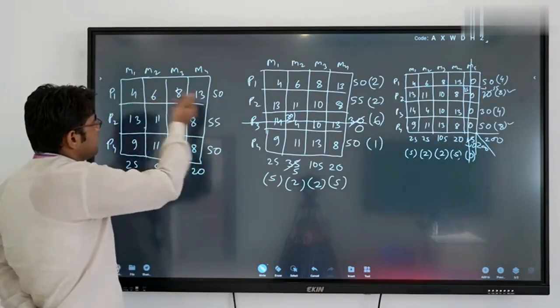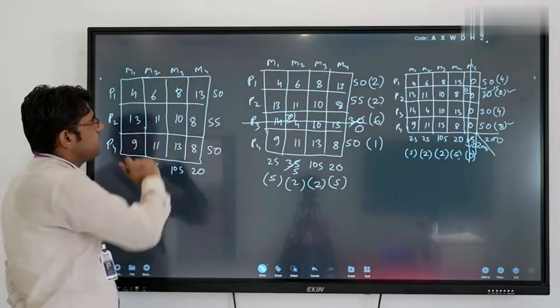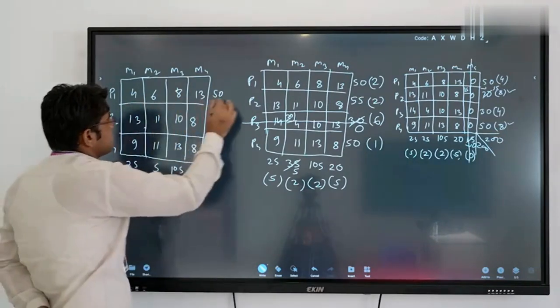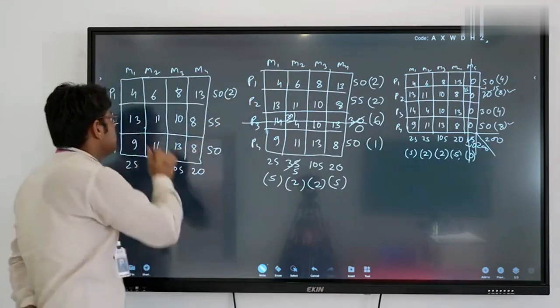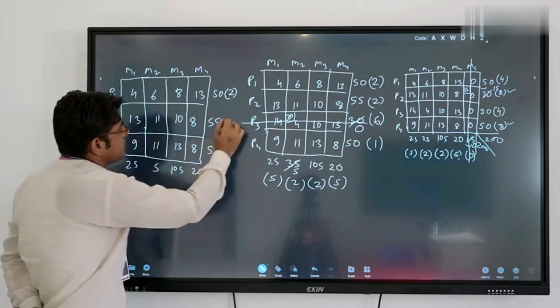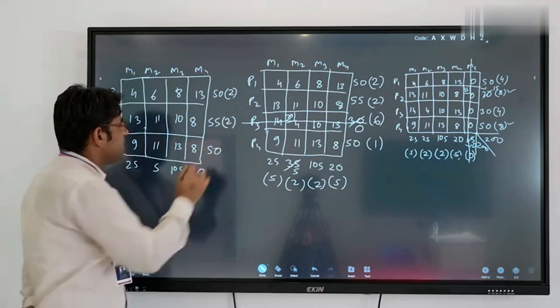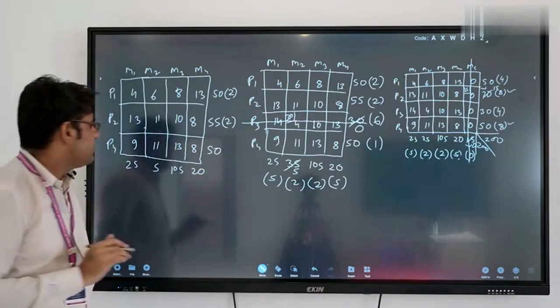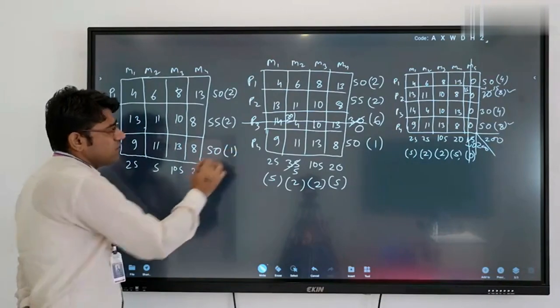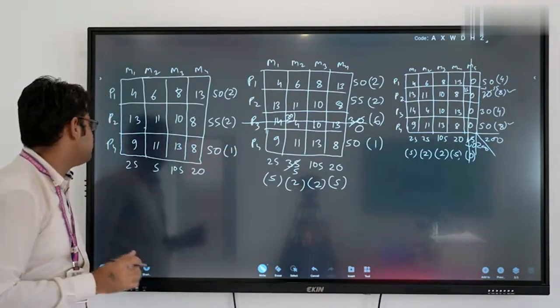So in the first row, the smallest element is 4 and the second smallest is 6. So the difference of 4 and 6 is 2. So right here the penalty is 2. And in the second row, the smallest is 8 and the second smallest is 10. So the difference is 2. And in the third row, the smallest is 8 and the second smallest is 9. So the difference is 1. So write the penalty here, 1.